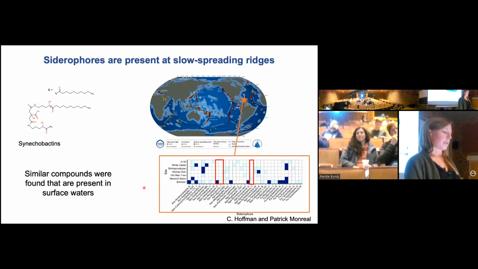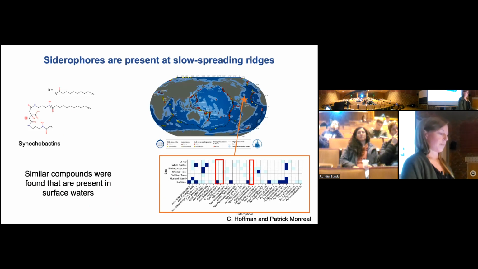And some things that were interesting that we found here were, we found some actual similar siderophores that we found in surface waters. And that was kind of surprising to us because there's very different microbial communities present in the bottom of the ocean compared to in the surface.